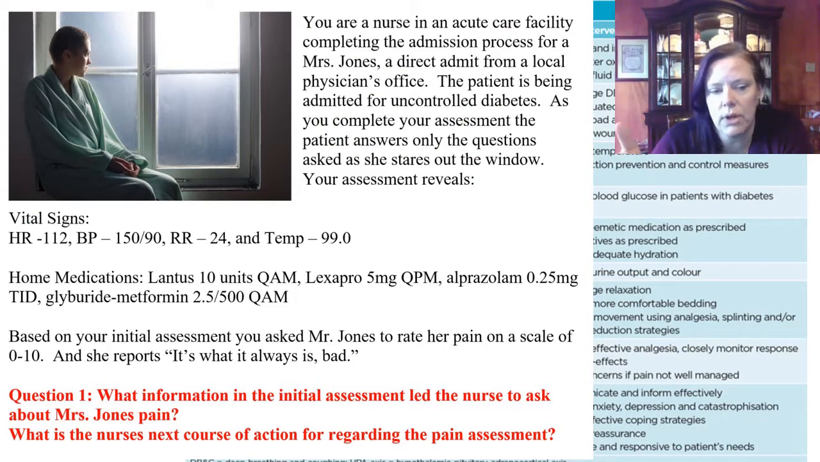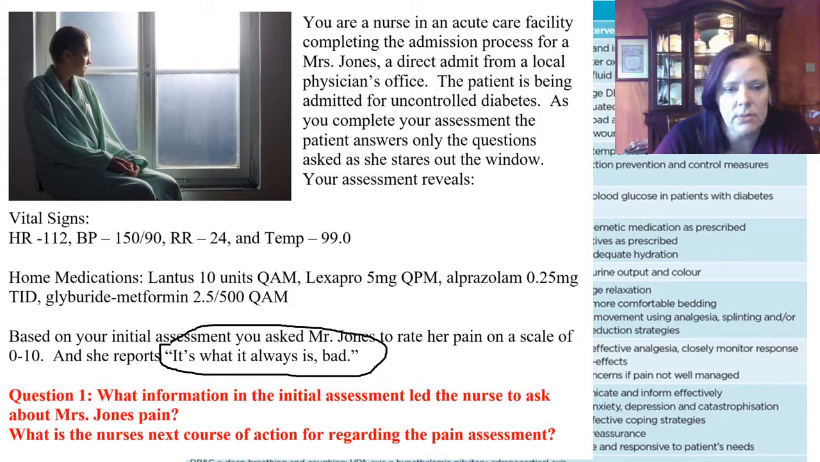Now, the next question was, what is the nurse's next course of action regarding her pain assessment? So it's really two things that we need to be looking at here. The first one happened right here when she said, it is what it always is, which is bad. And we know this is an inaccurate assessment. This is not something that we can note. And we're not going to make those numbers up, because our assessment ability is very important to us as a nurse. So we need to probe further and get her to give us an accurate number.